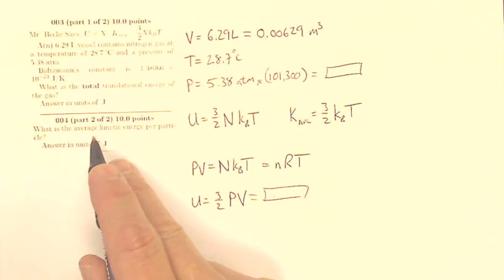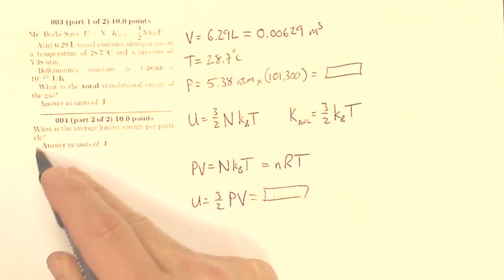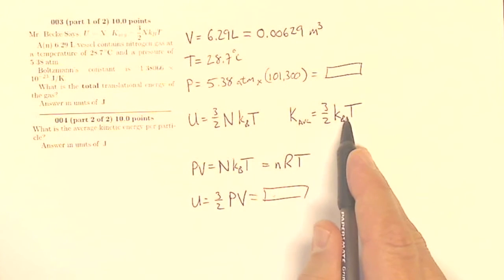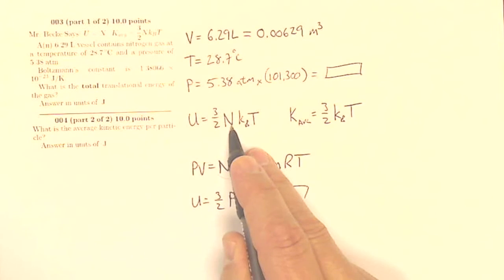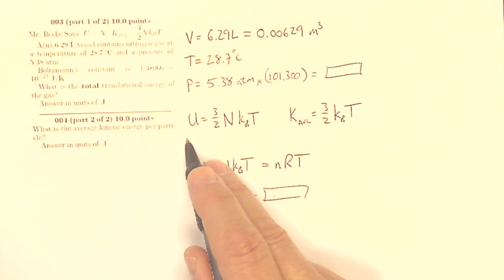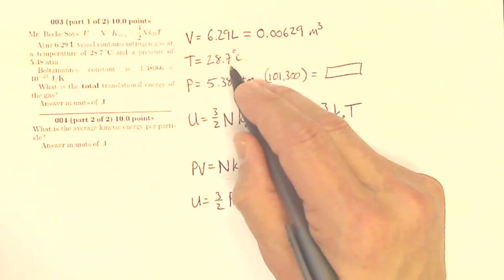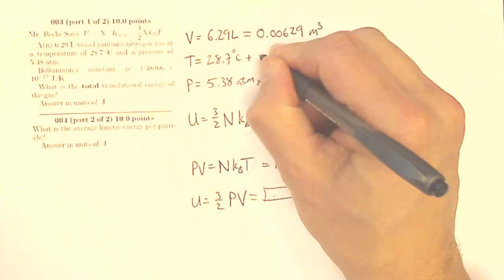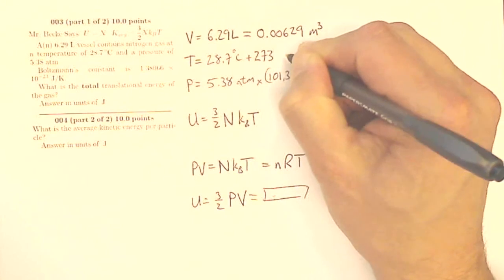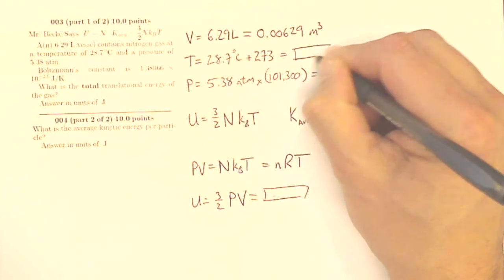Number 4 says, what is the average kinetic energy per particle? Well, I could use this relationship. If I knew how many particles there were, then I could just take U and divide it by the number of particles. But I don't know that. But I do know Boltzmann's constant, and I do know the temperature. Well, the temperature, 28.7 Celsius. If I add 273 to that, I'm going to get my Kelvin temperature.